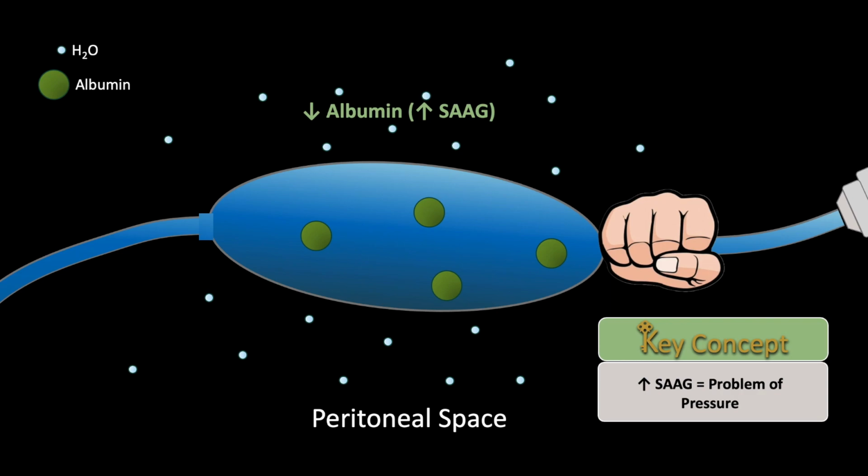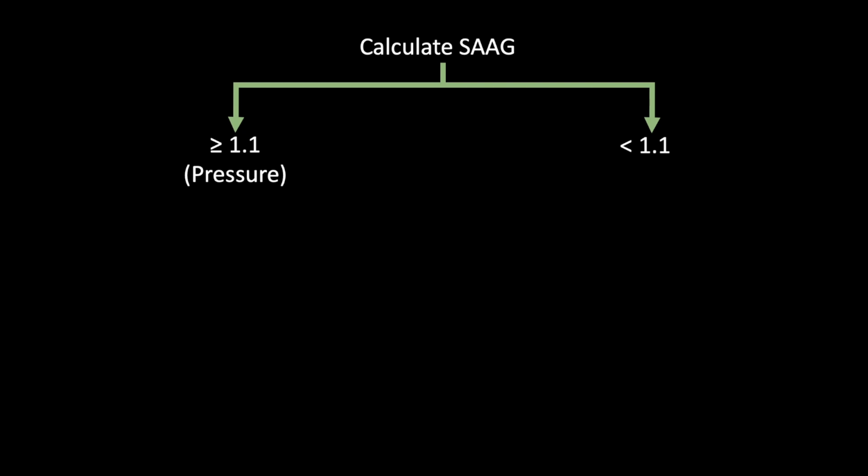Now that we understand this concept, let's expand on it. So after doing your paracentesis and obtaining your fluid studies, you'll need to determine your SAAG. Now, I mentioned before that you really only need to remember two numbers. Well, here's the first one. If SAAG is high, meaning greater than or equal to 1.1, it is a problem of pressure. Now, simply put, there are really only two things that can cause a problem of pressure, either the liver or the heart. So how do we differentiate between the two? Well, that's where the second number comes in.